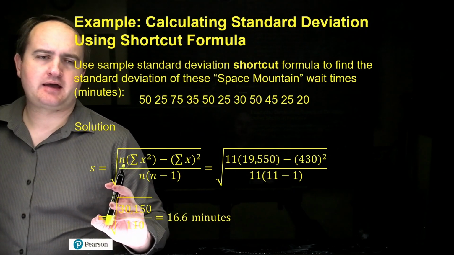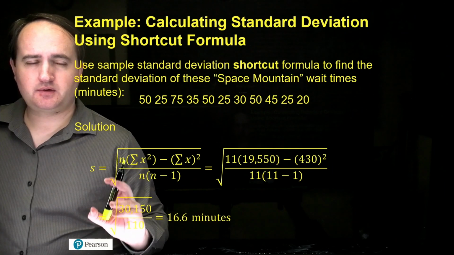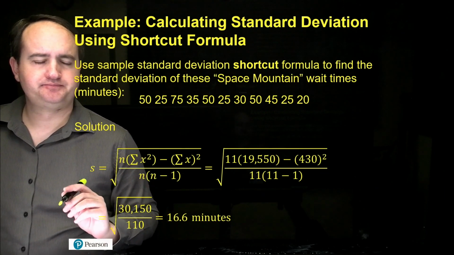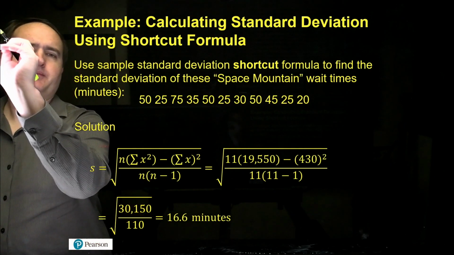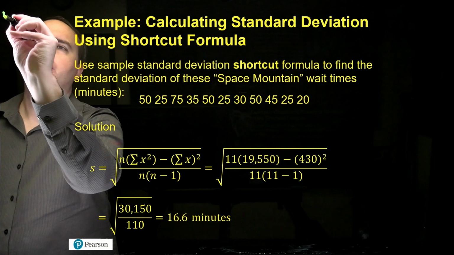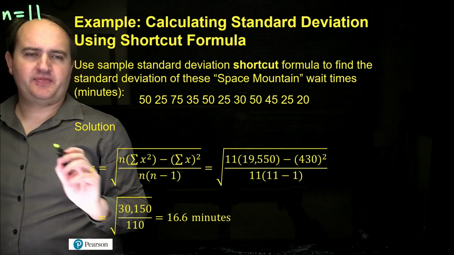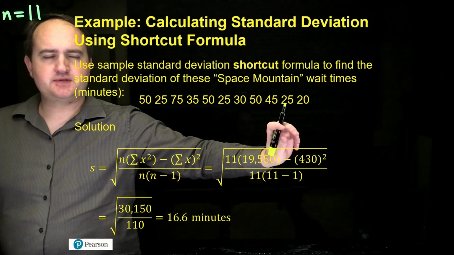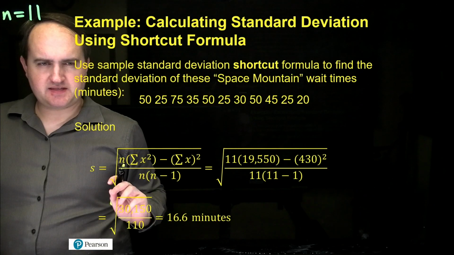So here we have n, which is the number of data values. So here n is going to be 11. Actually, I think I'm going to write up here. Okay, so n equals 11. That's the same as the number of data values. There are 11 data values here. So that's that right there.